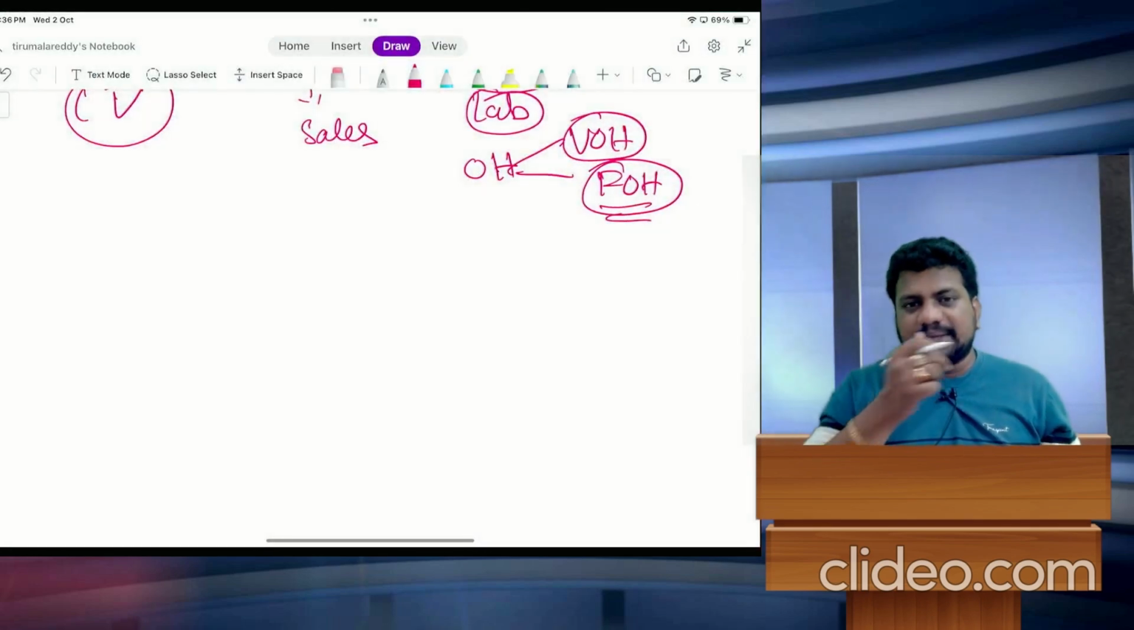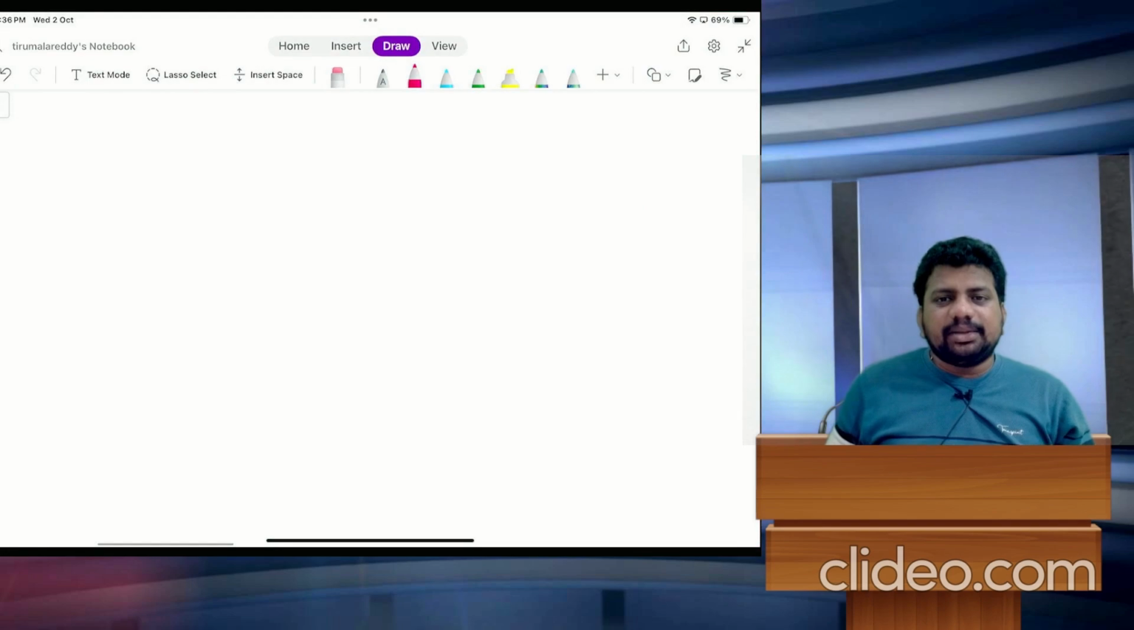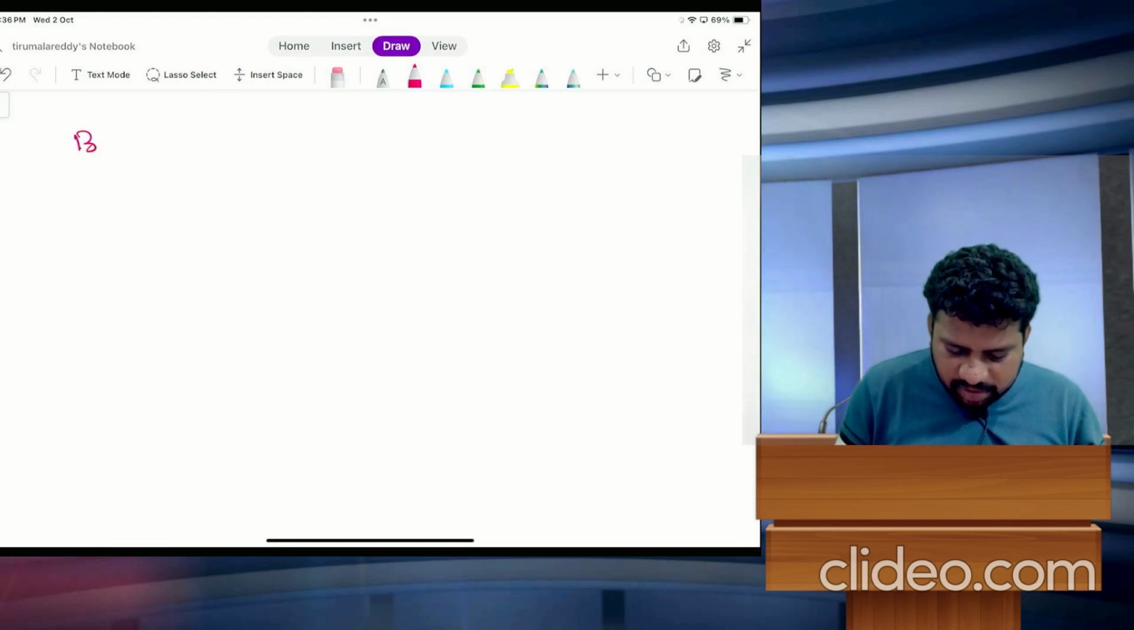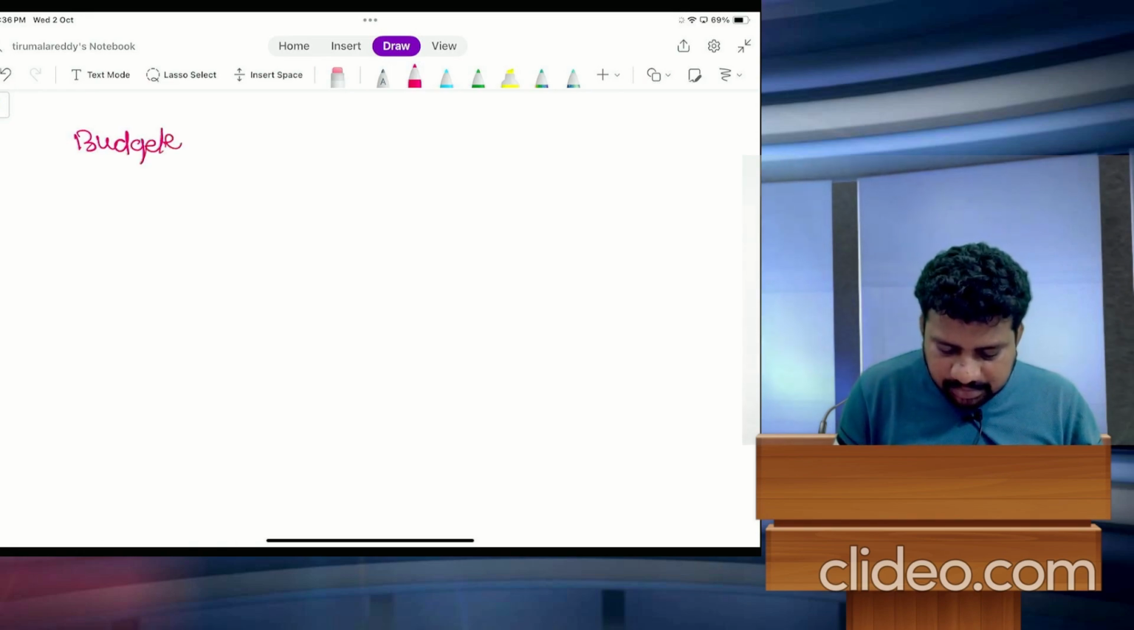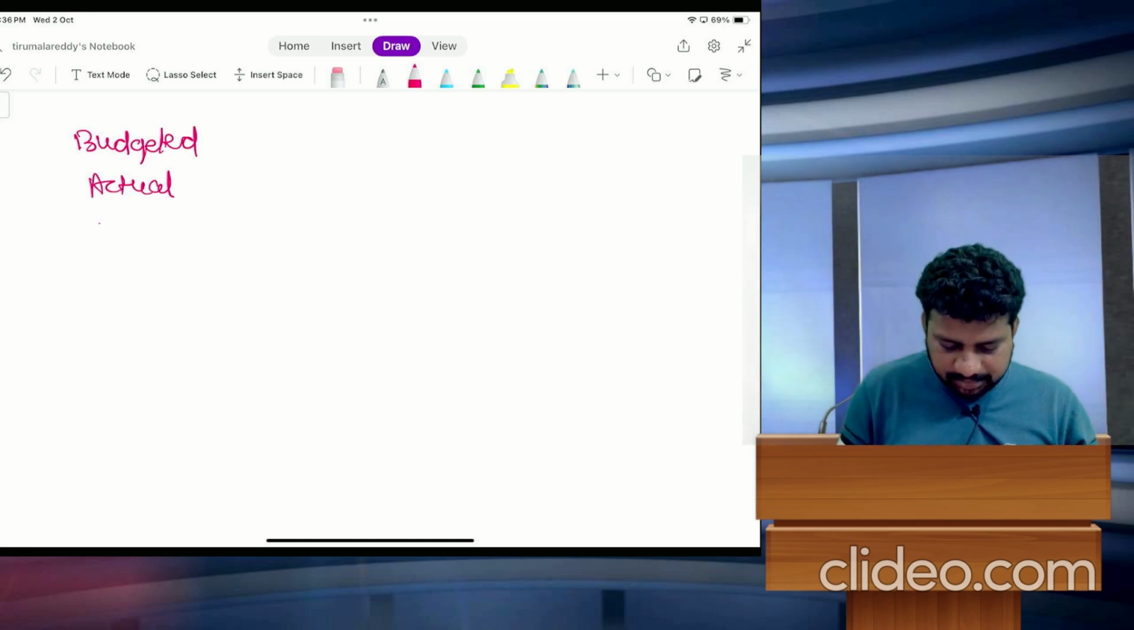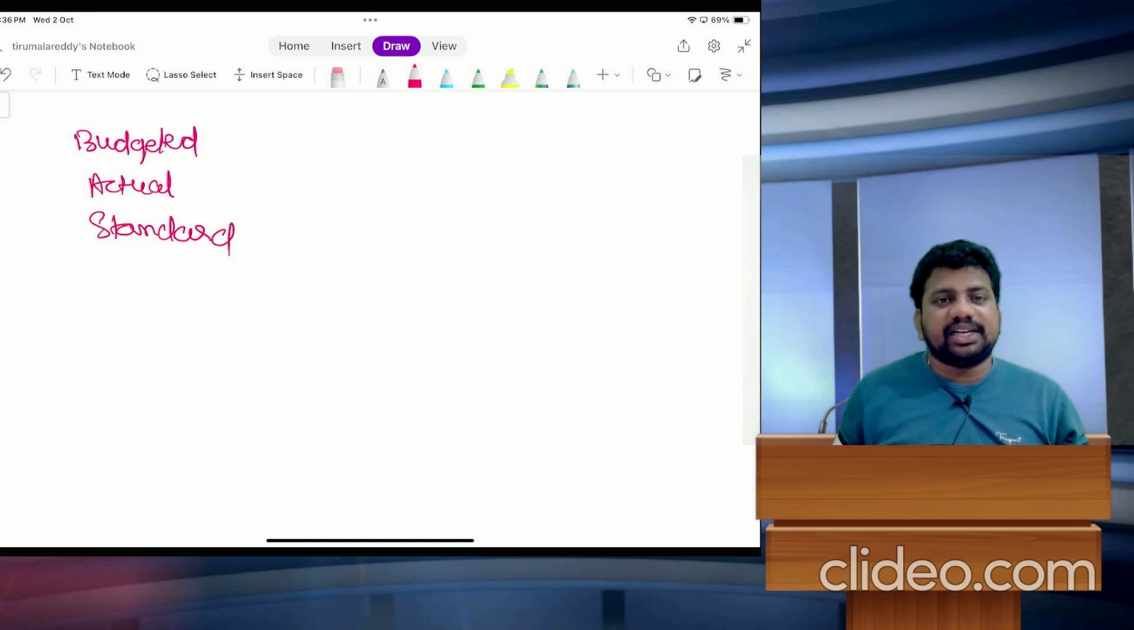Now, let me tell you something. Basically, here I will be using 3 types of data. One is budgeted data, actual data, and then standard data.